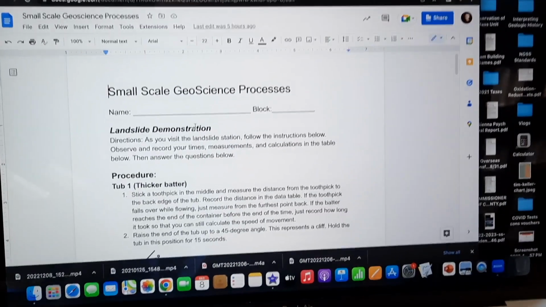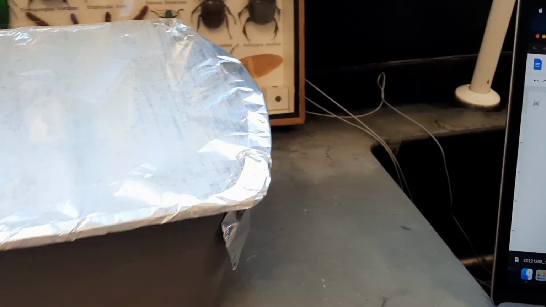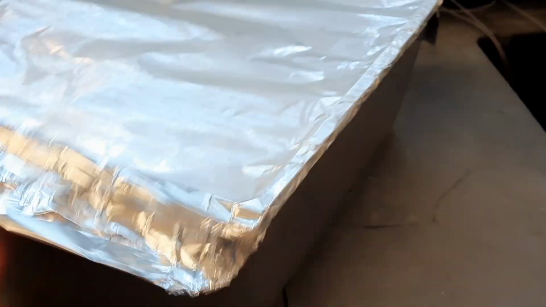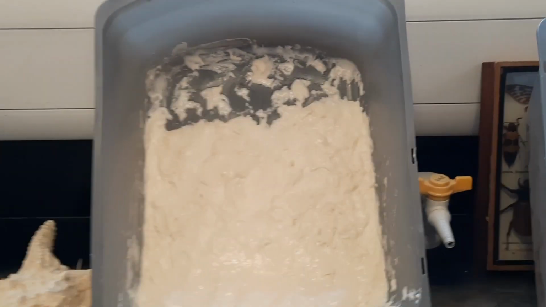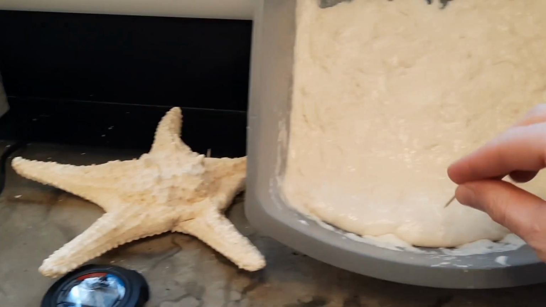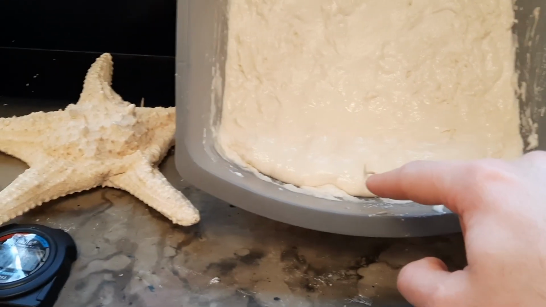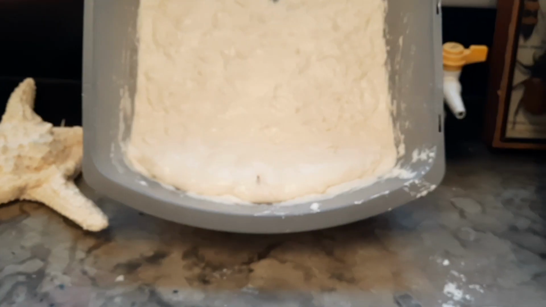Okay, we will be doing the landslide demonstration for the small scale geoscience process investigation. And let me open this up. Okay, and we will start off with the thicker batter, and I'll get a toothpick and stick it in here. And I will measure the distance from the toothpick to the wall. So let me do that really fast.